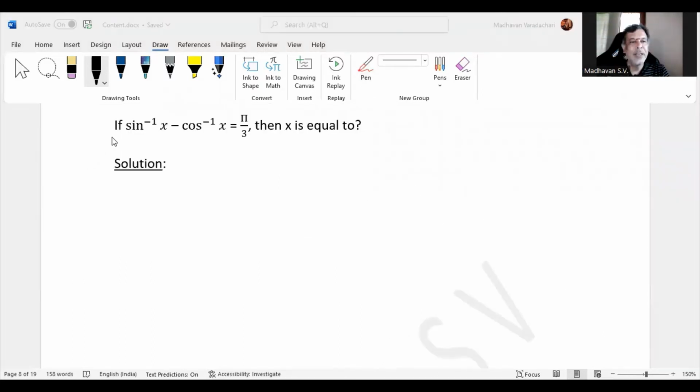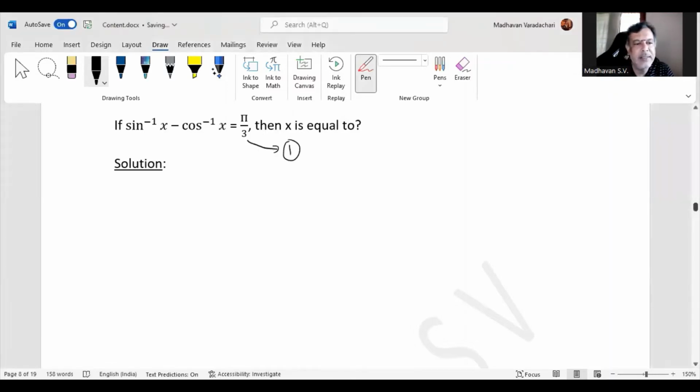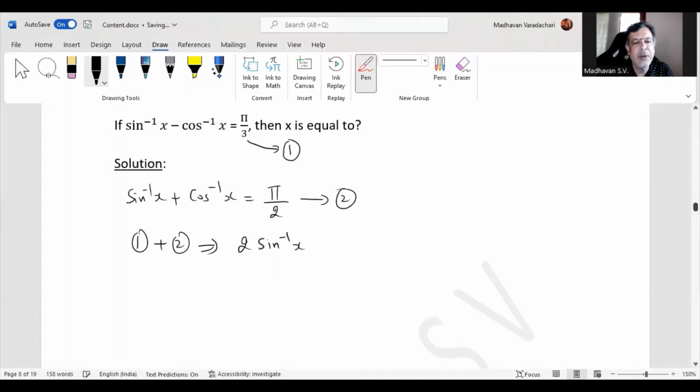Here it is given, if sine inverse of x minus cos inverse of x is equal to pi by 3, then x is equal to what? We will consider the given expression as equation 1, and we had already seen one more expression, which is sine inverse of x plus cos inverse of x is pi by 2. Let us call this the second equation. Now, if we add the first equation and second equation, we get 2 times sine inverse of x is pi by 3 plus pi by 2.